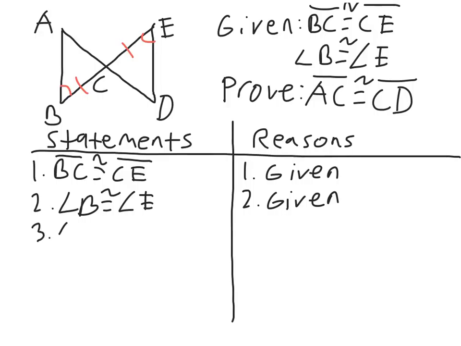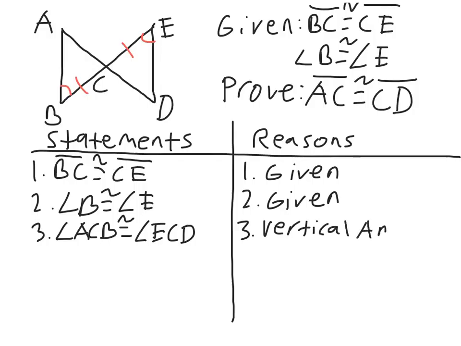So, angle ACB, remember you have to say it with all three letters because angle C could be a bunch of different angles, is congruent to angle ECD. Just make sure that the C is in the middle for both. And we know that because they are vertical angles. So, we marked it on our triangle that those two are congruent.